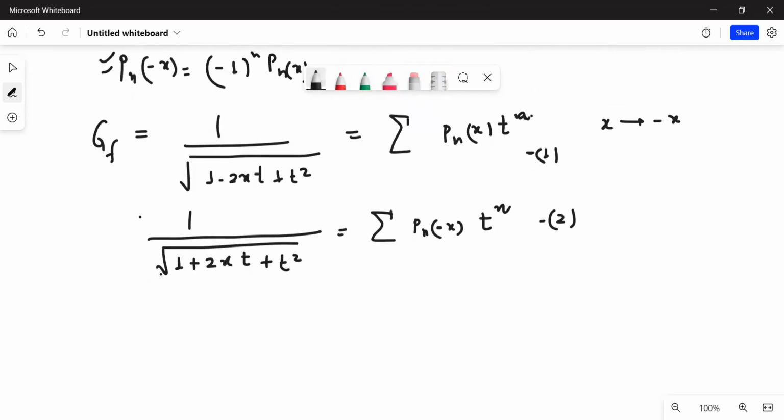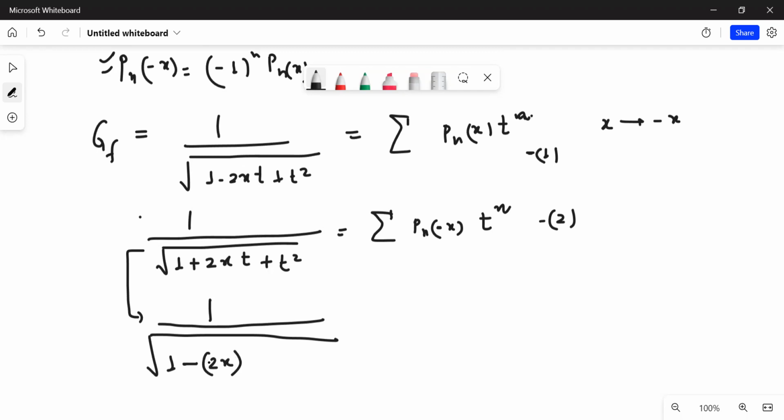So I'll use this by saying that here you can write it as 1, minus 2x, and then minus t, because if I want to write plus 2xt, I will write 2x and then minus t, and then also I'll write minus t square instead. And this will give you P n minus x, and instead of t, I have minus t raised to power n.